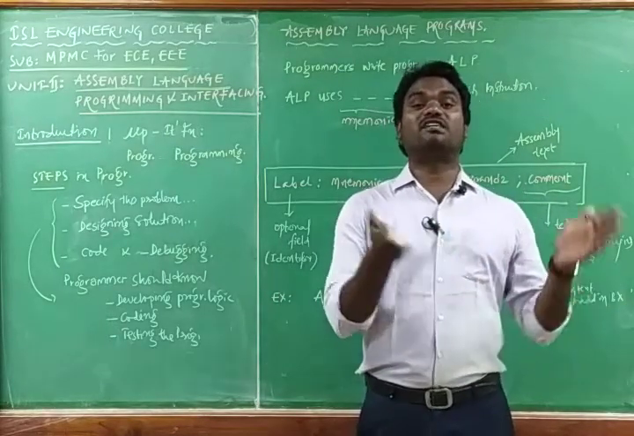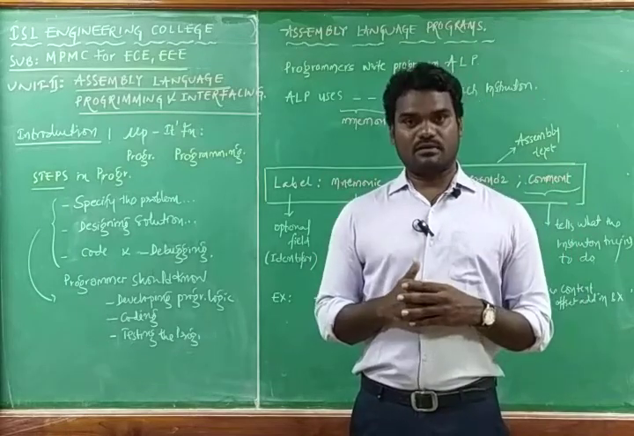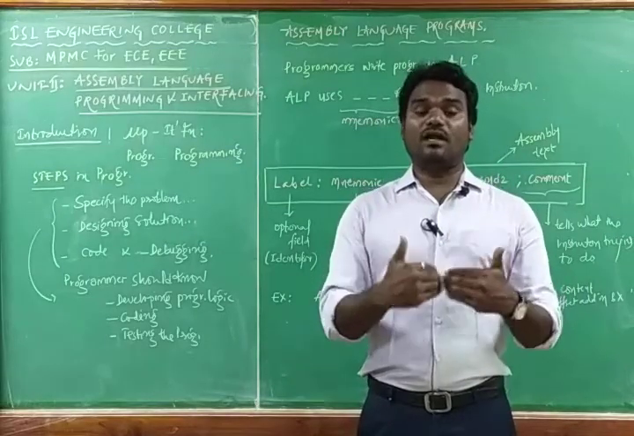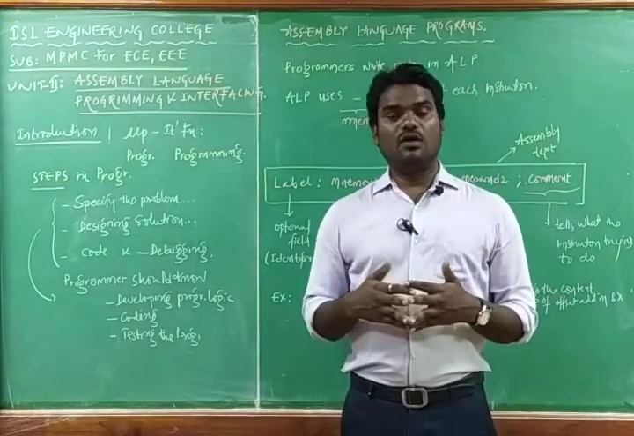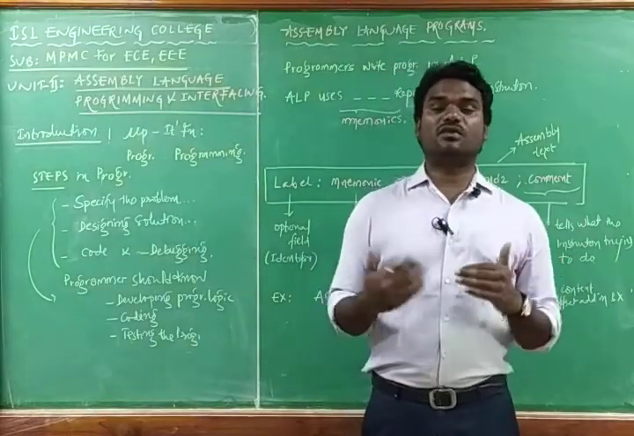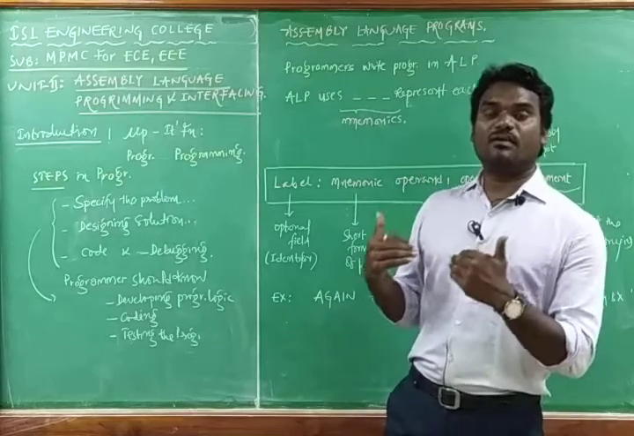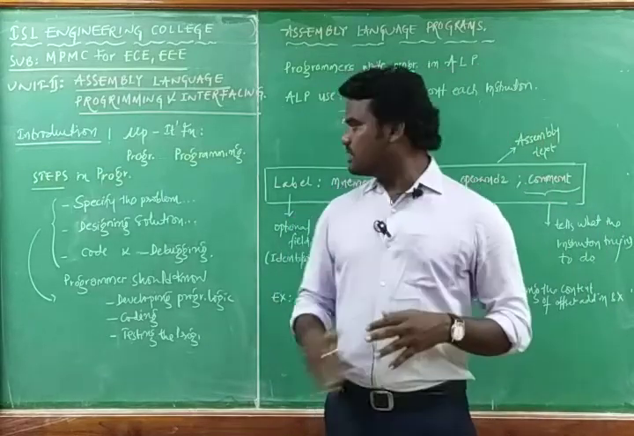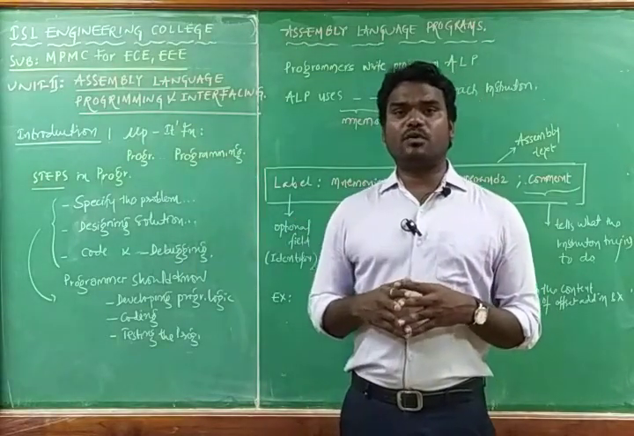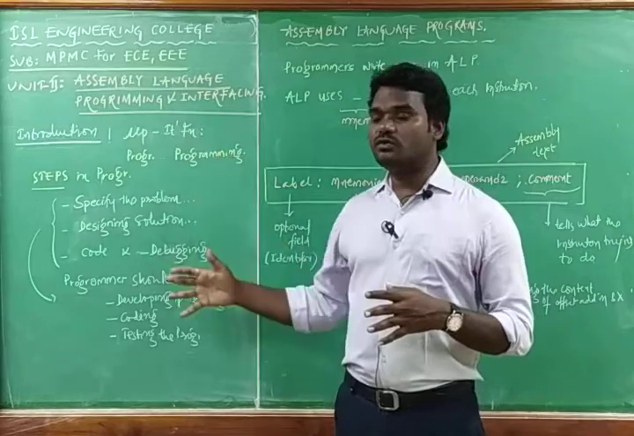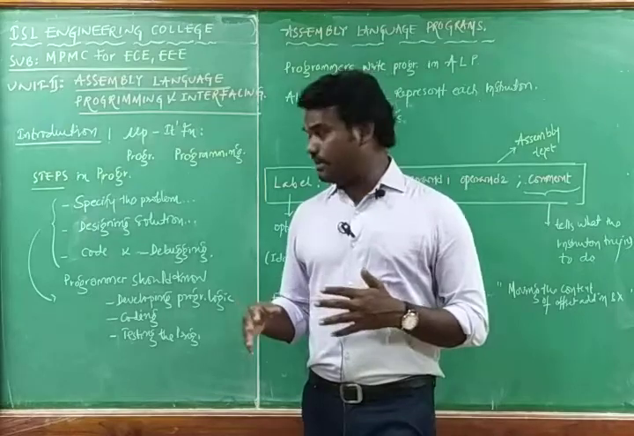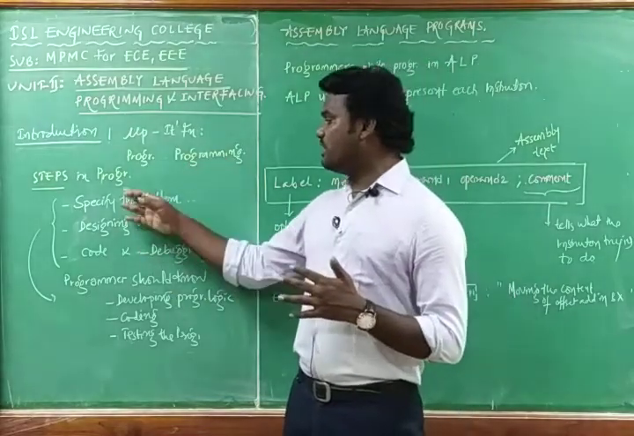An assembly language program is developed by the programmer. A program is nothing but a set of instructions which tell the processor what exactly it has to do. Programming is nothing but writing some set of instructions which tell the processor what exactly it has to perform for a specific function. This is the program, this is programming. In writing assembly language programs, the programmer has to go through 4 steps.